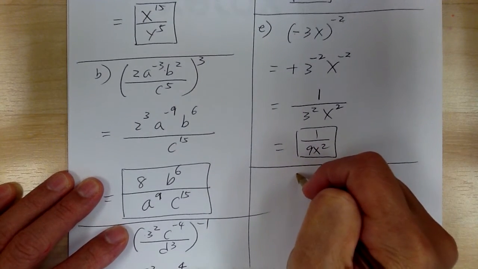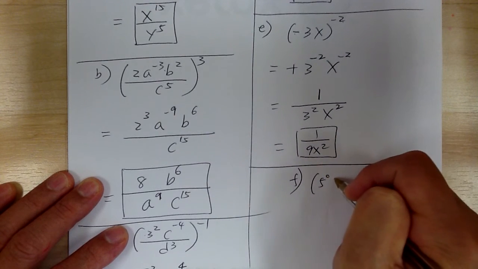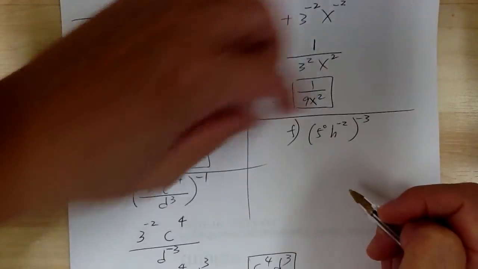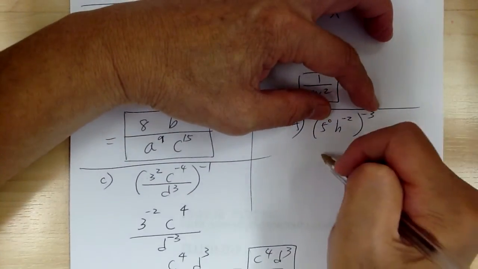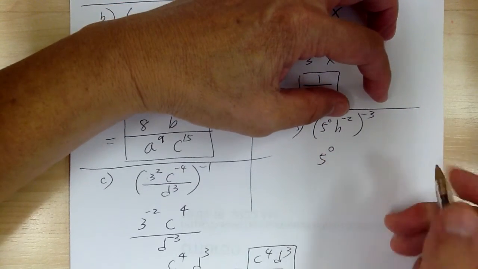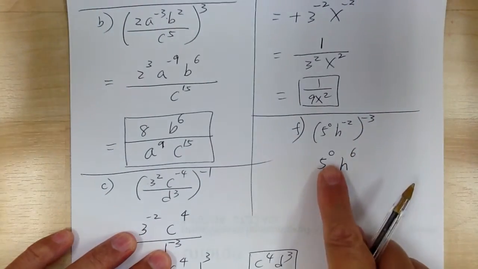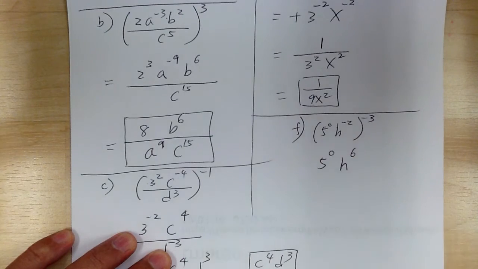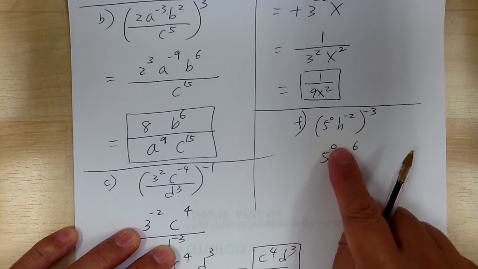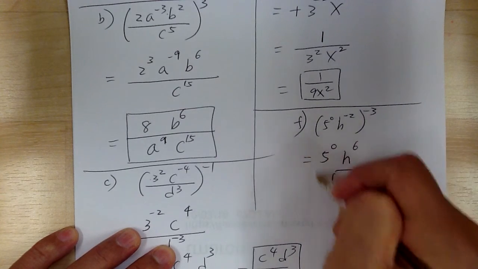Okay, let's go and do F. So you got 5 to the 0, h to the negative 2, to the negative 3. So again, you apply this, so you're going to get 5 to the 0, right? 0 times negative 3 is still 0, and negative 2 times negative 3 will give you 6, right? So you have to be careful. Okay, again, 0 times negative 3, so you get 0. And so this one, nothing to flip over. Now 5 to the 0 power is 1, and so this would be just h to the 6. Okay, and that's it.